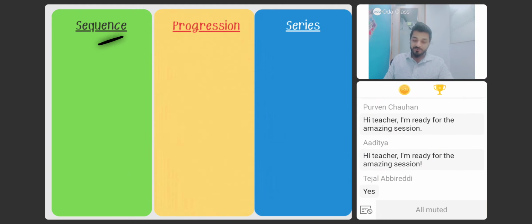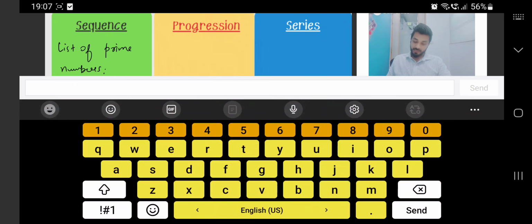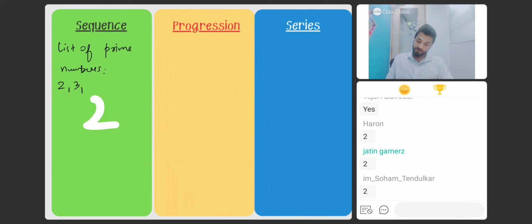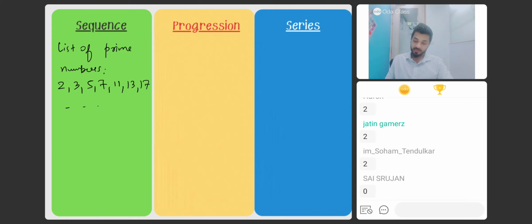It's very interesting. It's very easy. Okay, sequence. Whenever we say this terminology, sequence, it means, for example, a list of prime numbers. Now all of you know what prime numbers are. Tell me, what is the smallest prime number? Look, those who are writing one, please don't write it. If you write one as a prime number, society will not be able to accept you. So 2, 3, 5, 7, 11, 13, 17, and so on. Then it is called a sequence.